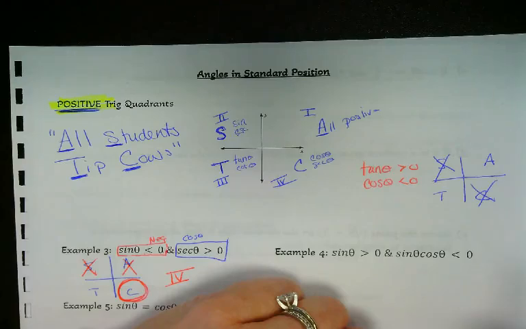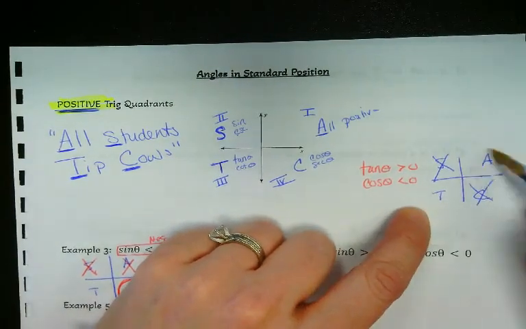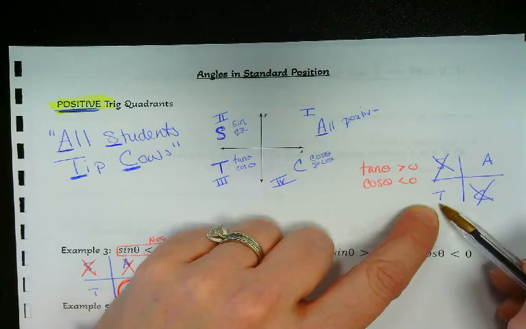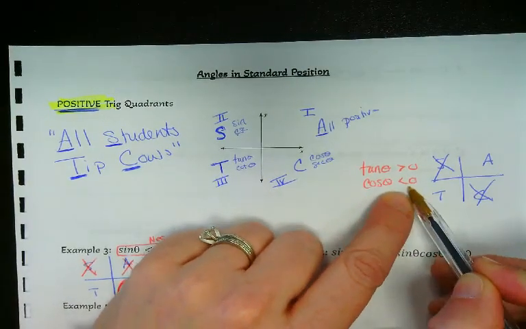Does that make sense? Wait, how could you be in T? Because this is where tangent's positive. They're all positive here, and only tangent's positive here. These are the positive trig quadrants. Okay, now what are they telling me about cosine?